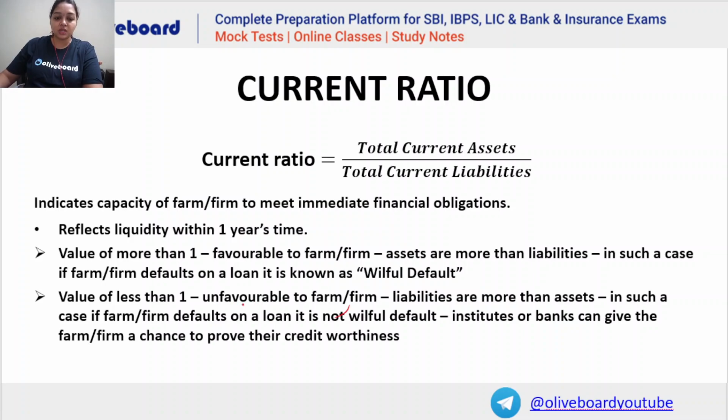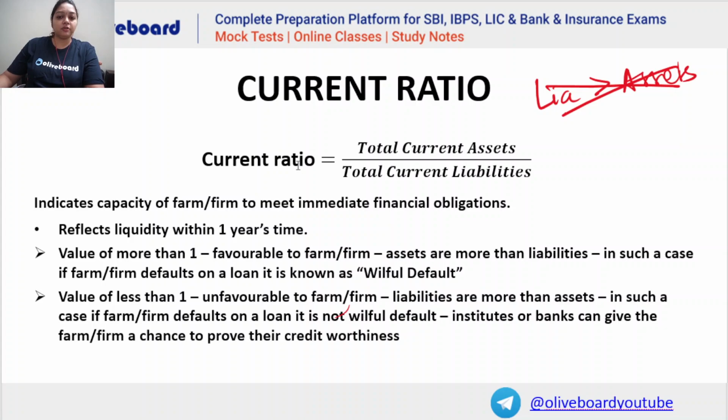So when the value is less than 1, it is unfavorable. That means liabilities are more than assets. This is not good for any firm, right? So there will be a lot of repercussions, right? Loans will become difficult, handling everyday expenditures will become difficult, that sort of issues, right? So this is the current ratio.